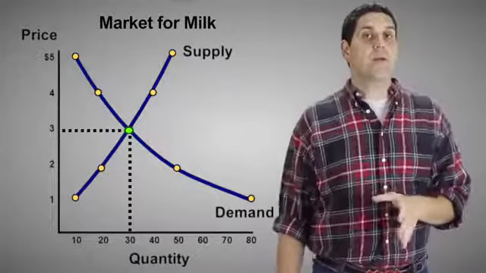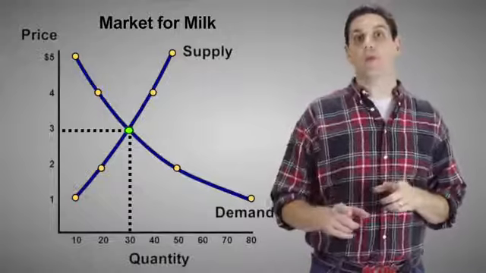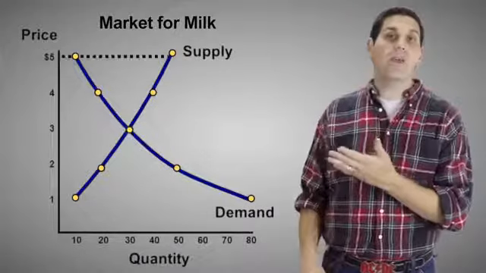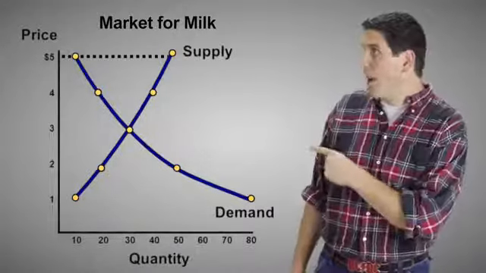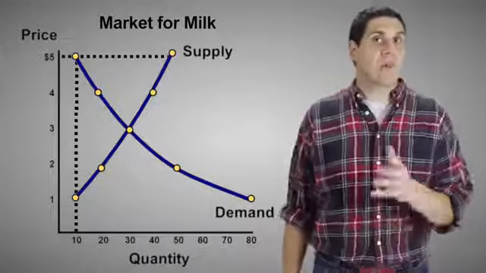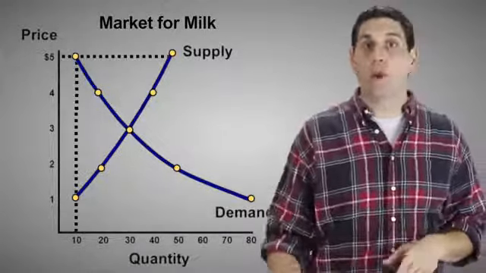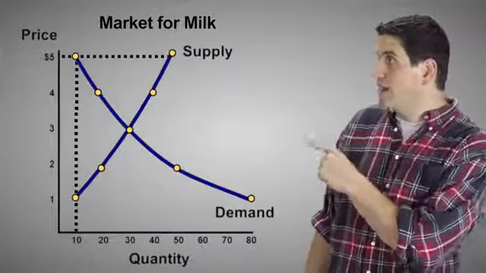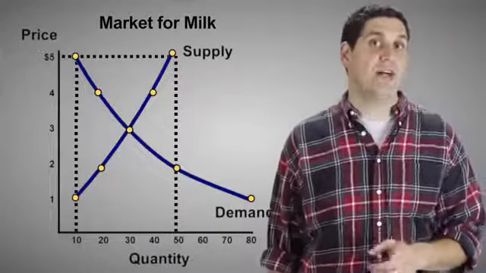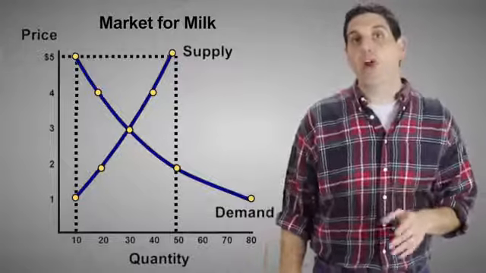Again, that's called equilibrium. But what if we're at disequilibrium? What if the price is way up here at $5? The quantity demanded is only going to be 10 gallons, right? When the price goes up, people don't want to buy as much milk. But when price goes up, producers want to produce more milk. And the quantity supplied is going to be right here at 50 gallons of milk. The result is going to be something called a surplus.